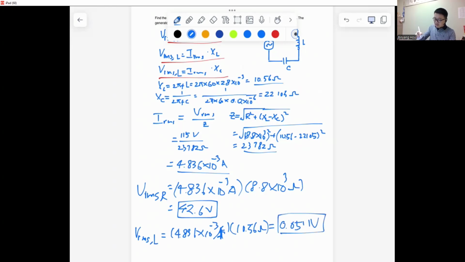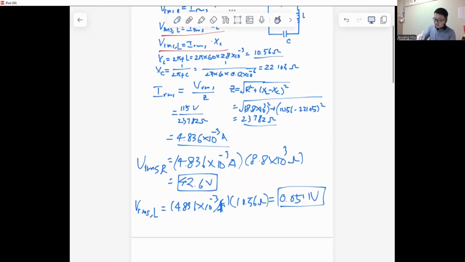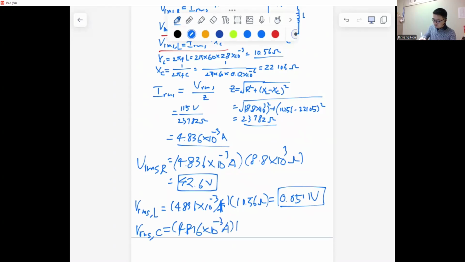And the next one, the V RMS on the C, on the capacitor: 4.836 × 10^-3 amps times 23,782 ohms. That gives us 107 volts. So we have all of those solved.